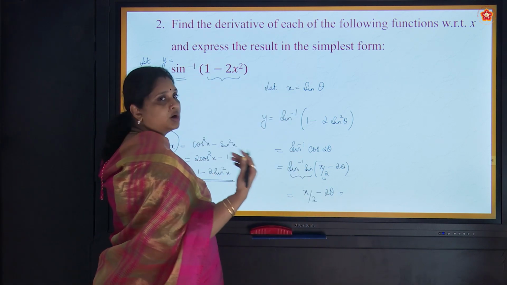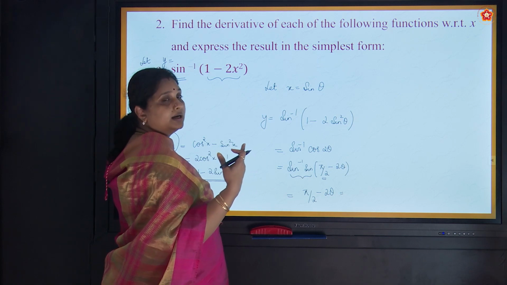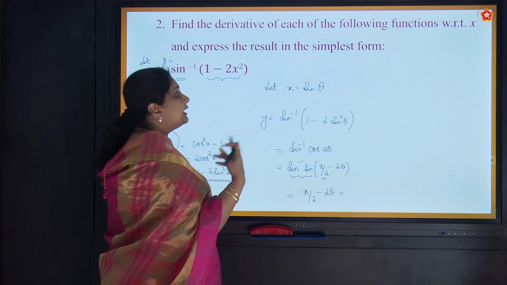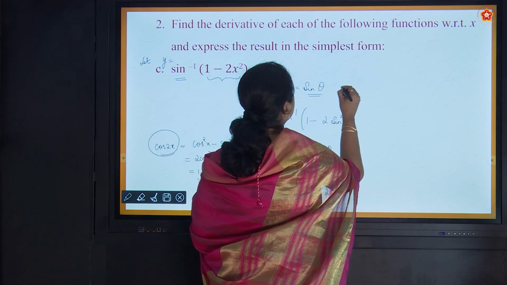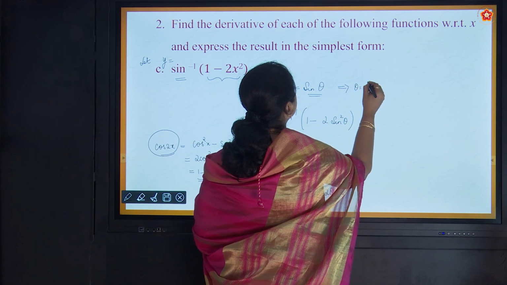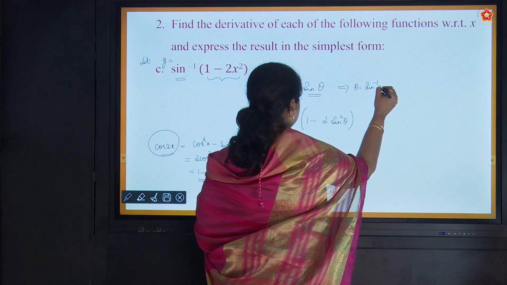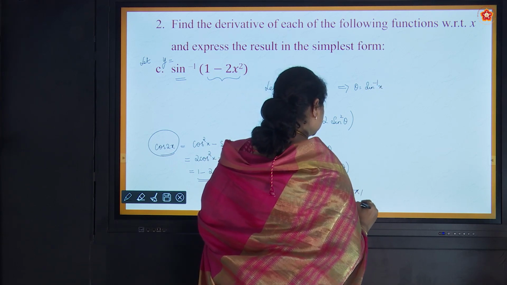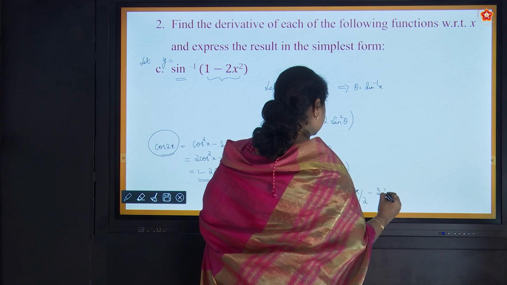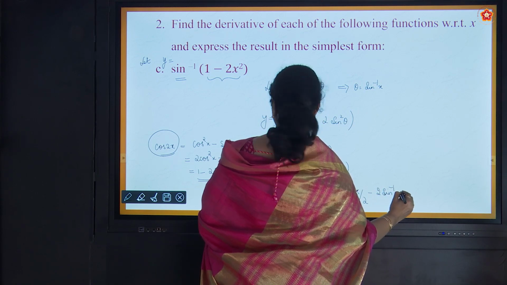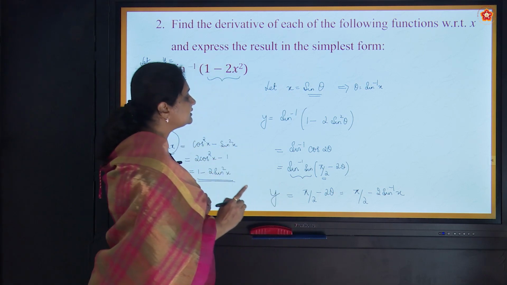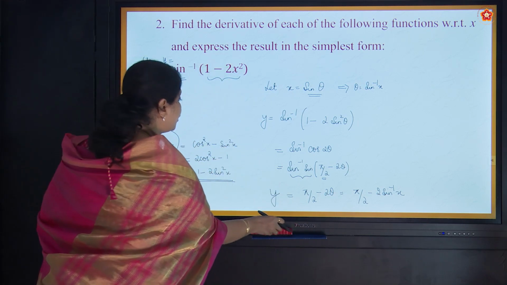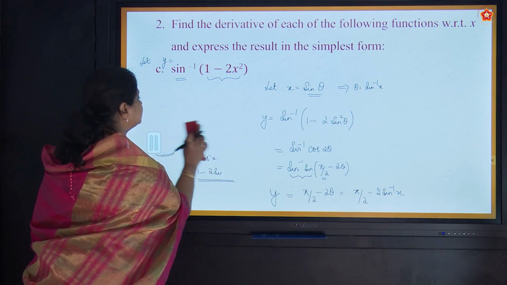But theta is not a variable that's given to me in the question, so I need to replace it back. How do I replace it? Sine theta is x, or theta is sine inverse of x. So this becomes pi by 2 minus 2 sine inverse of x. This is my y. I've rewritten y now in its simplest form. It's much simpler than this.